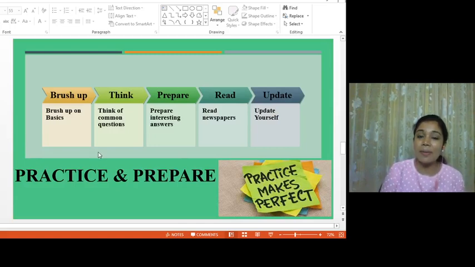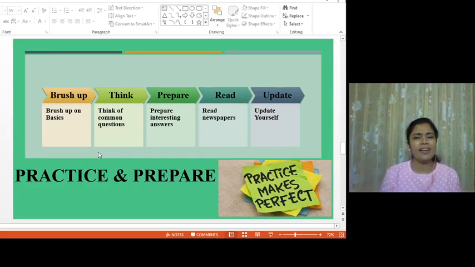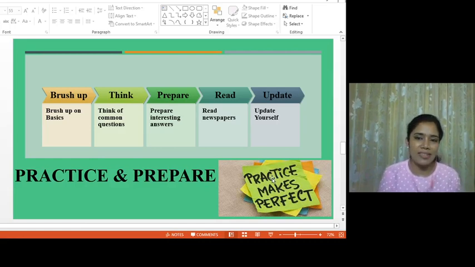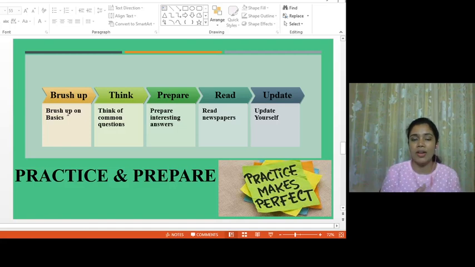And the next is practice and prepare. It's very, very important. As the figure here says, practice makes a man perfect, isn't it? So we need to make ourselves perfect with the practice. It can be strenuous practice that we undergo. So brushing up on the basics is quite essential, because I had already told you while we discussed the GD, group discussion, that we need to possess some understanding, some knowledge about the topic which is being discussed.